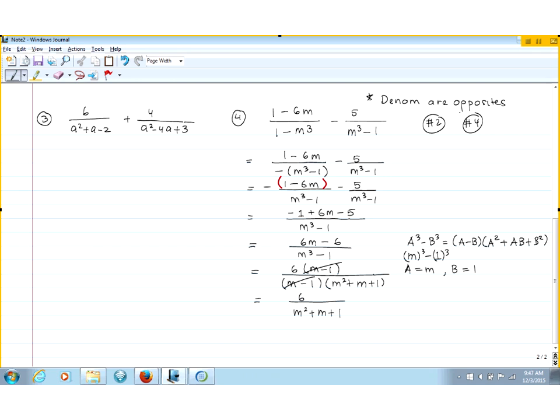How do you do number 3? Can you try it? So we will try this number 3 and then one more. Factor: a squared plus a minus 2. Factor. What is it?